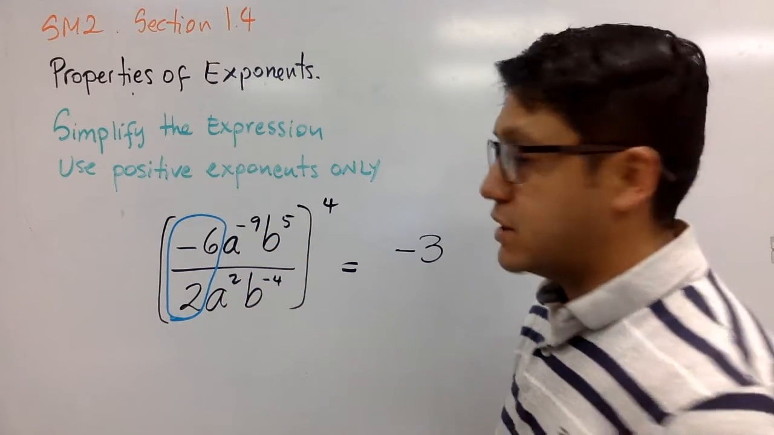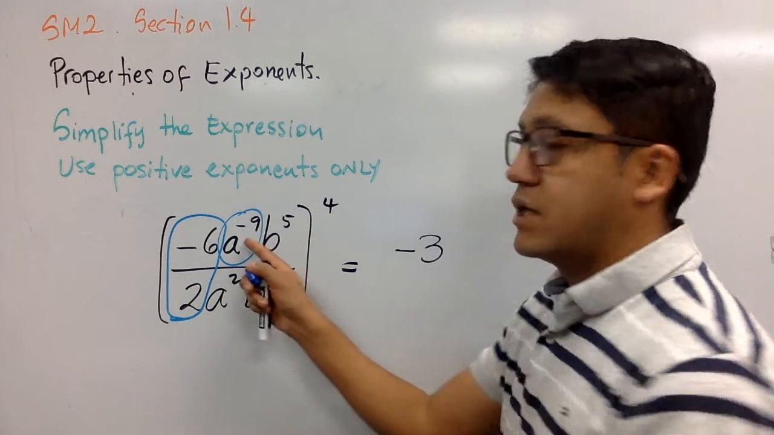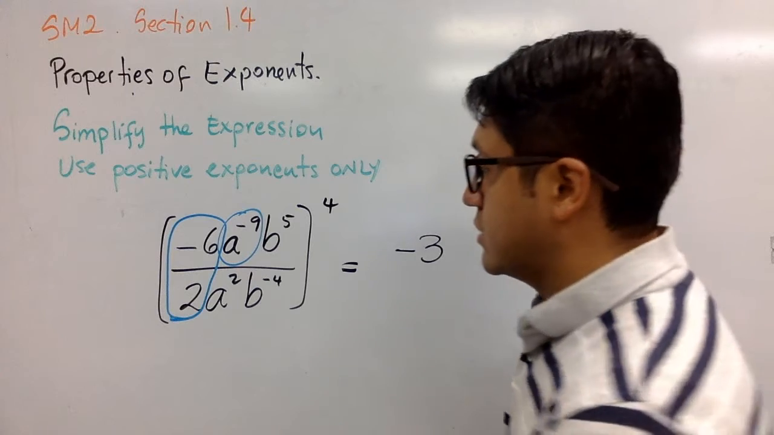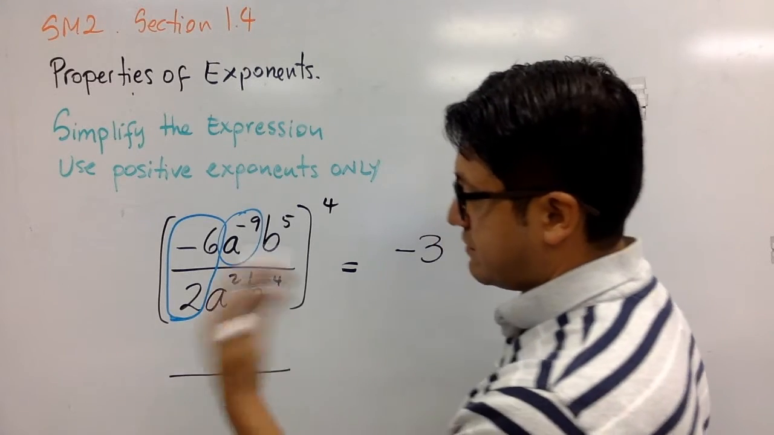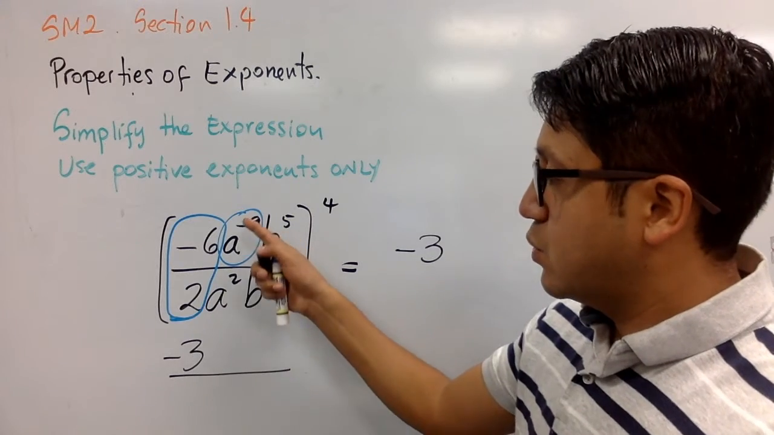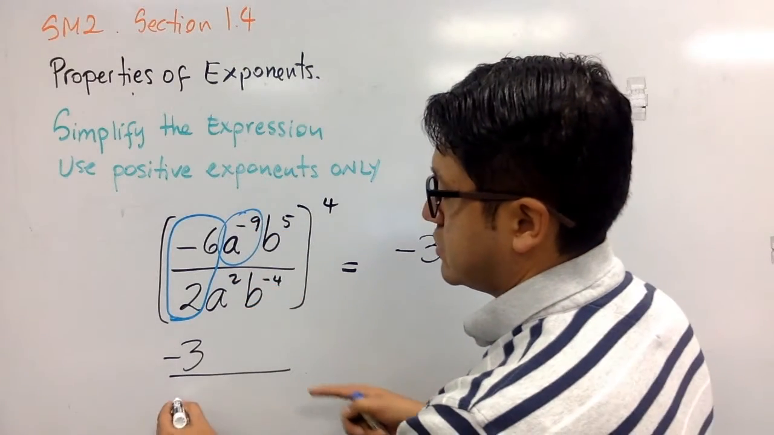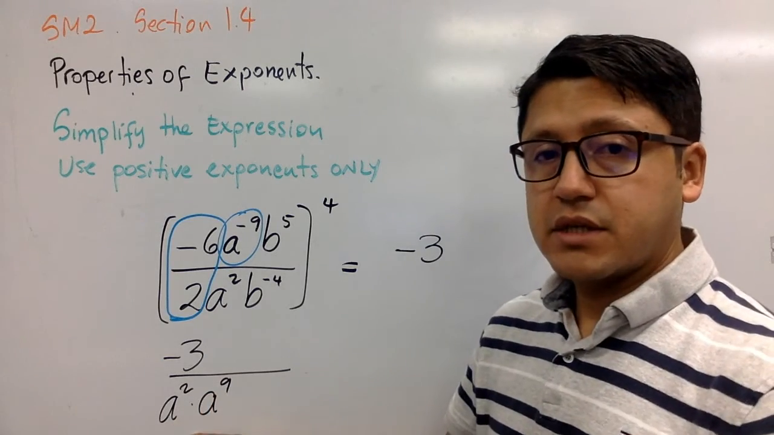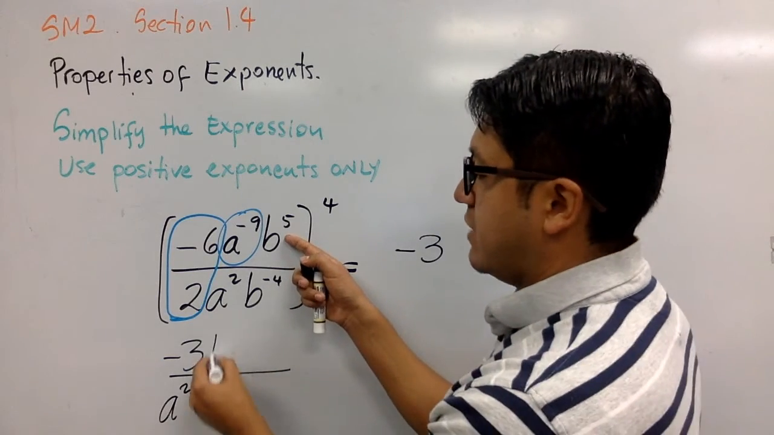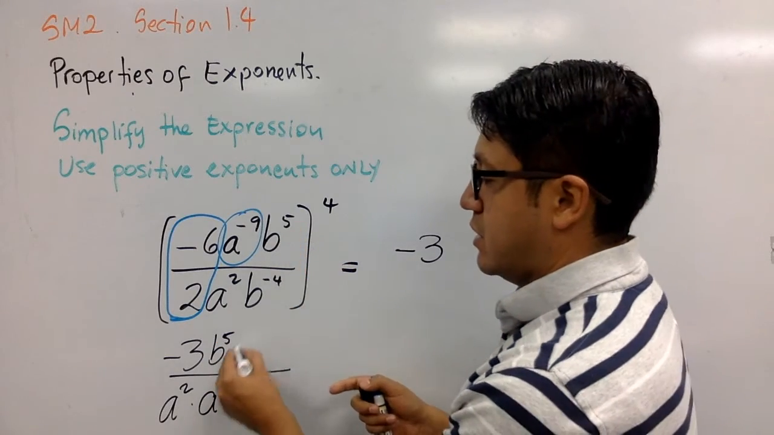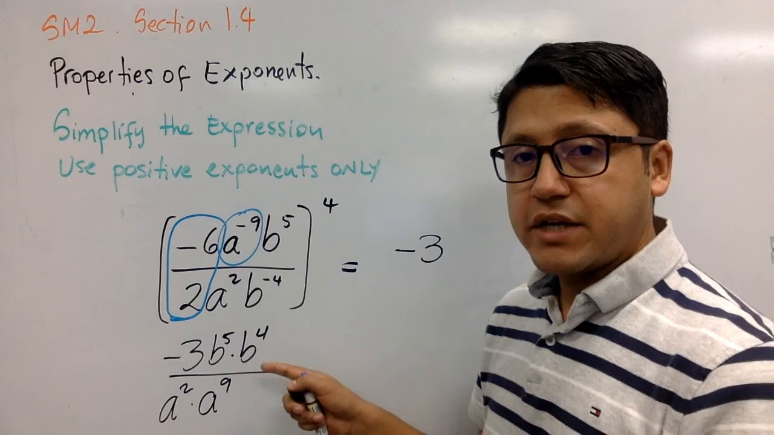Now we know that every time you see a negative exponent, you just bring it down, right? So it means that you would have something like this. There's a negative 3 over here, but this will be over here. So A squared and A^9, correct? Now, this B^5 stays here, but this B^-4 goes up. So that's what we get in here.